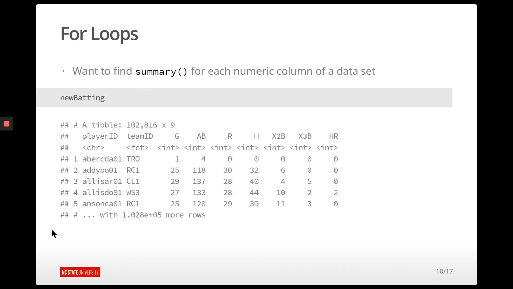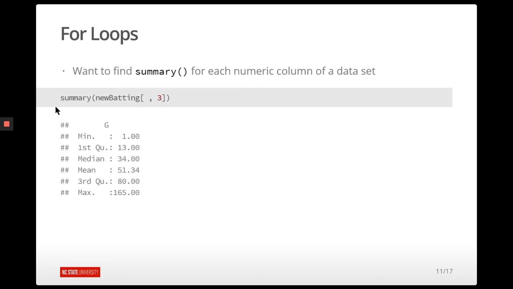So here's what that data set looks like. So our idea here will be, let's loop through. We'll start with this column, and we'll find the summary. Then this column, find the summary, all the way down to home runs. So how you would do it for just one column, this is one way to do it. You might just do new batting, grab the third column, and say just do the summary for that. Or you could do new batting, $G, and do the summary for that. Either way would be fine.